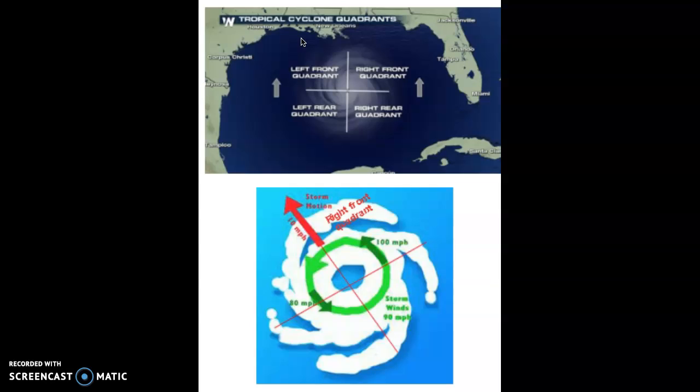In a very long-winded way, therefore, this is how the northeast quadrant is the most damaging part of the storm.